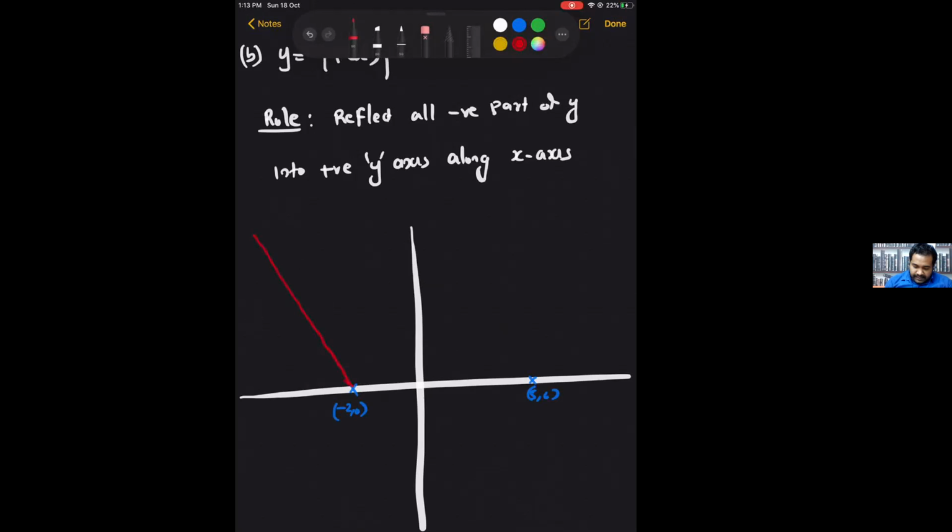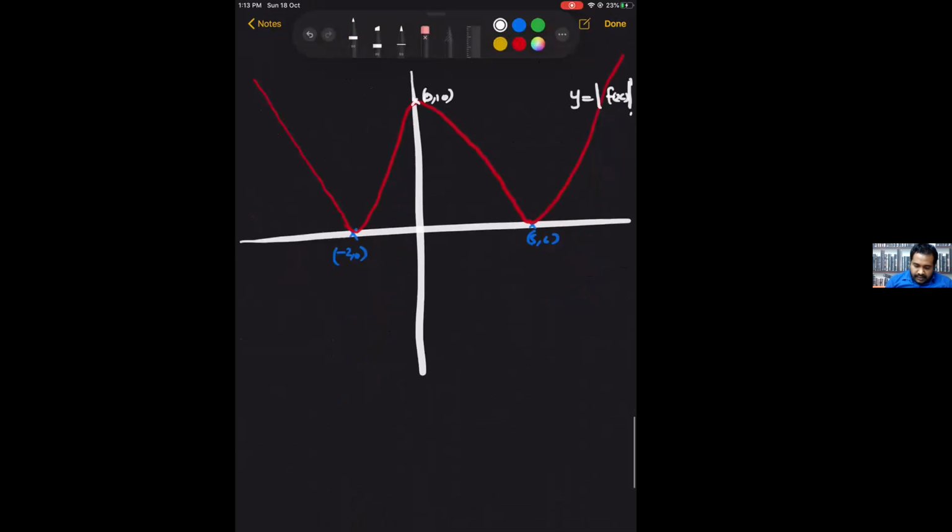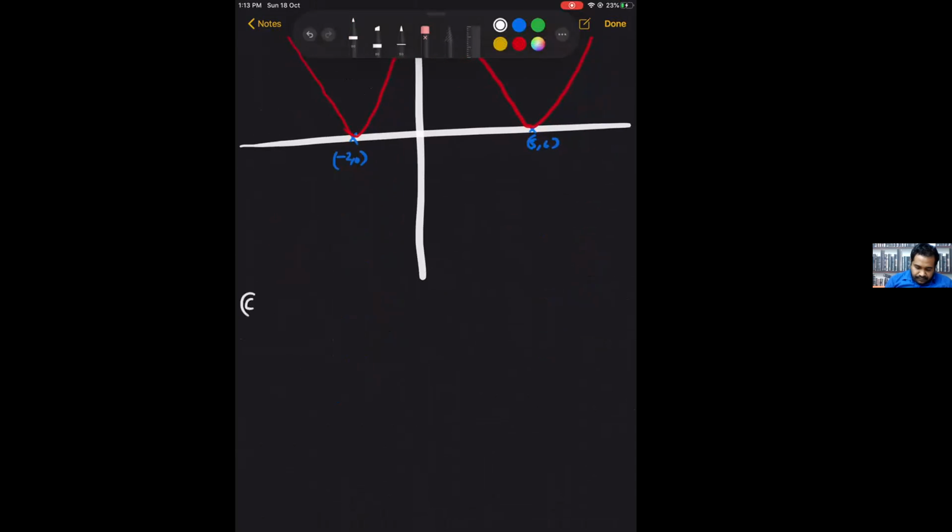Then what happens? So this is the answer. So this is 0, 10. So this is the graph for y is equal to modulus of f of x. Okay, and then C part.